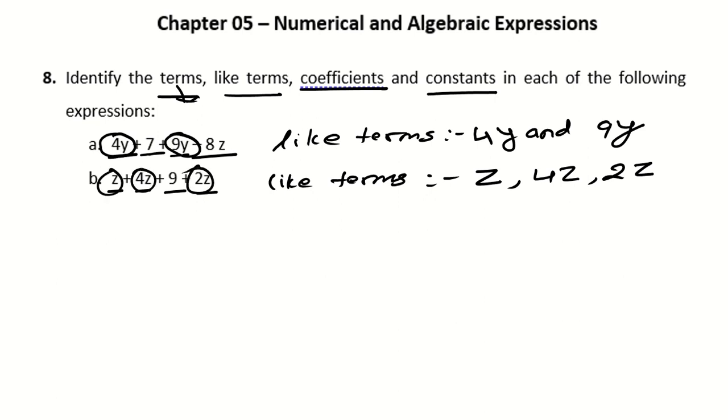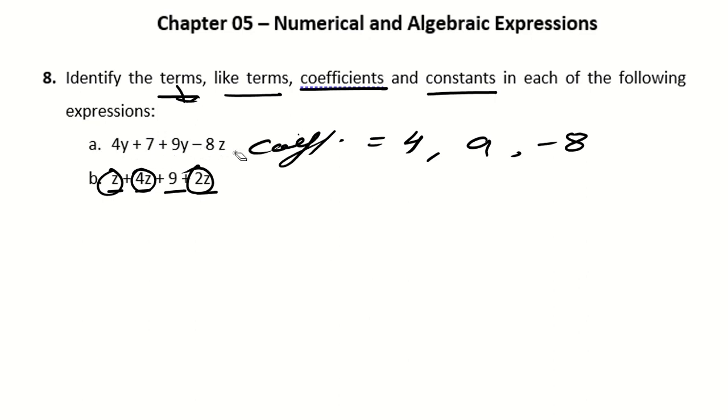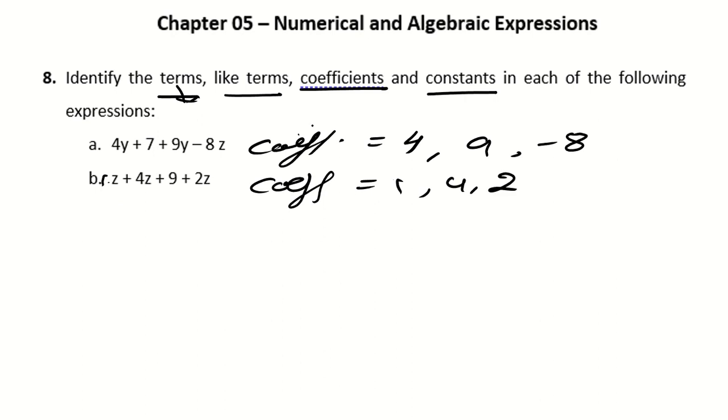Now, what about the coefficient? I told you, coefficient means the value which is multiplied with the variable. So what value is multiplied with the variable here? In the first expression, 4, 9 and minus 8 are the coefficients, because minus 8 is also multiplied by z, and z is taken as the variable. And what are the coefficients here? First is z. If no number is written with z, what will you take? Did you say 1? Yes. So 1, 4 and 2 are the coefficients.